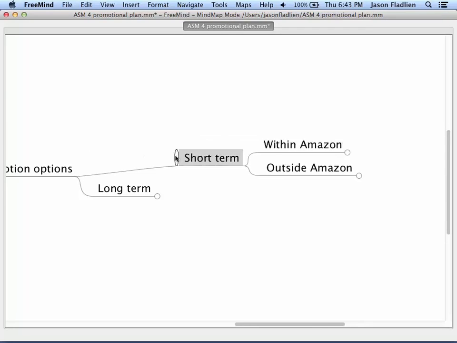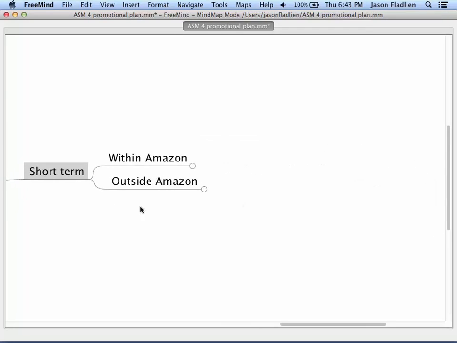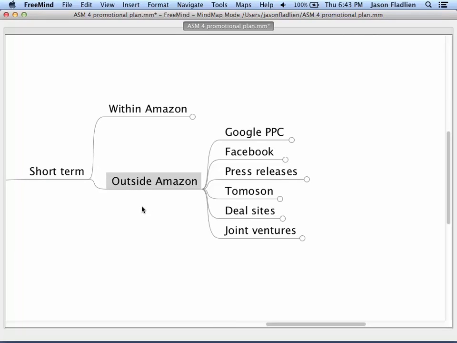specifics. Who knows? I mean, even if it works 99 times out of 100, there's one time it might not work, right? So if within Amazon doesn't pan out for you, or if you want to stack the odds in your favor even further, you get outside Amazon traffic.